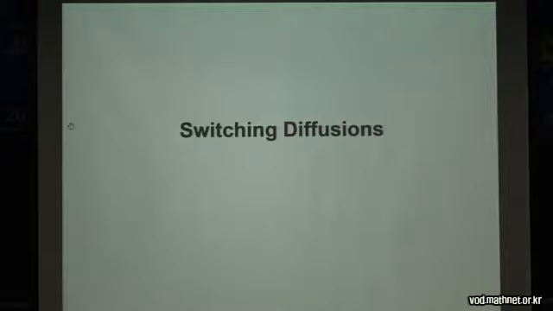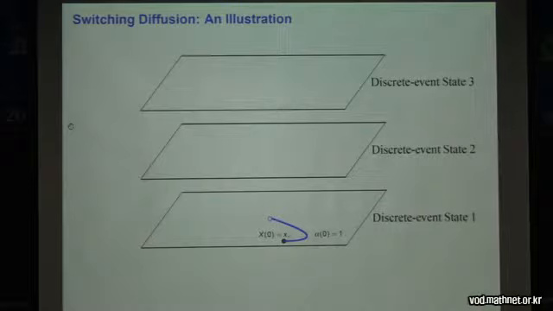All right. So to have a demonstration, I have a graph here. It's really a demonstration of what the switching diffusions are. Here I have three parallel plans: parallel plan number one, number two, and number three. Basically, a switching diffusion is one which has both a continuous component and a discrete component. The plans are the discrete component. On each of the plans, you have a diffusion. For example, on the first plan, you see I have a diffusion.